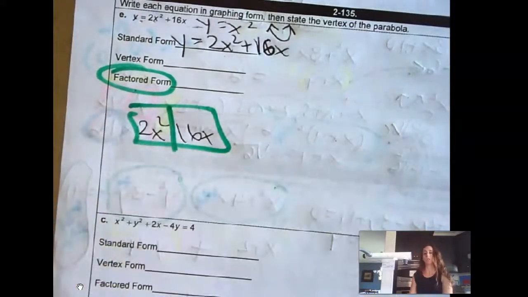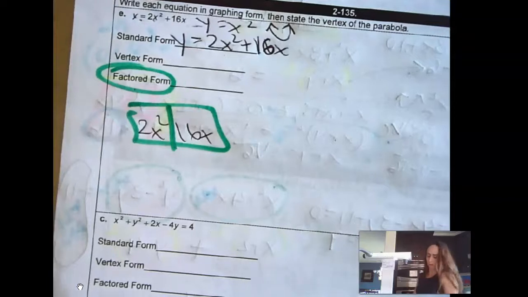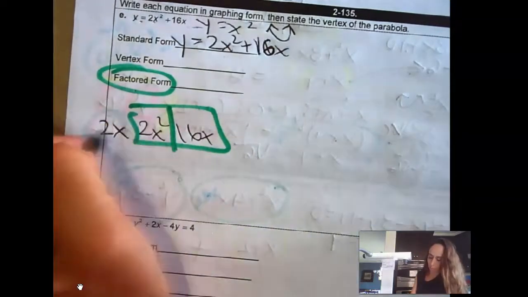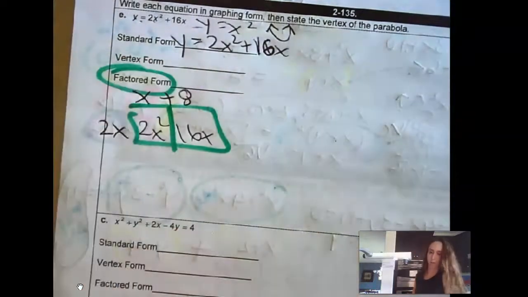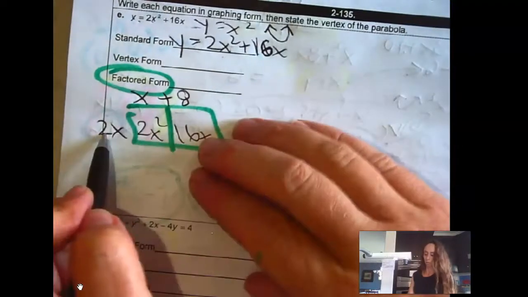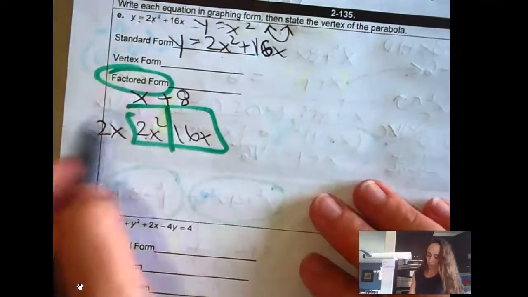Now some of you go, I don't need this half box. I can just do it in my head. Well, great, do it in your head. But some of us need a box, it's so nice to know it's there when we need it. They both have a 2x, and then whoosh up an x plus 8. So I have 2x, x plus 8.